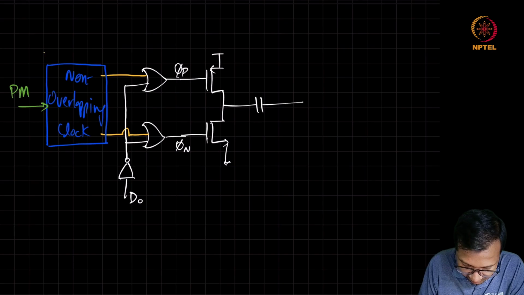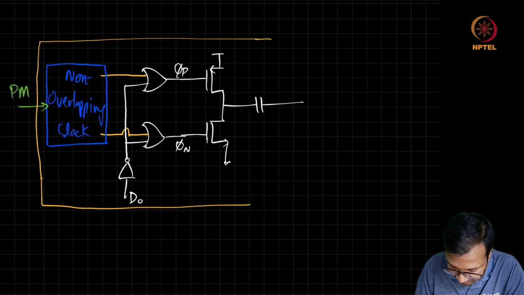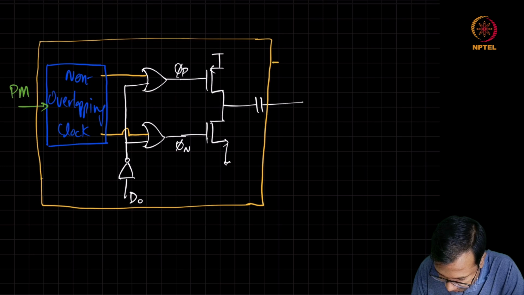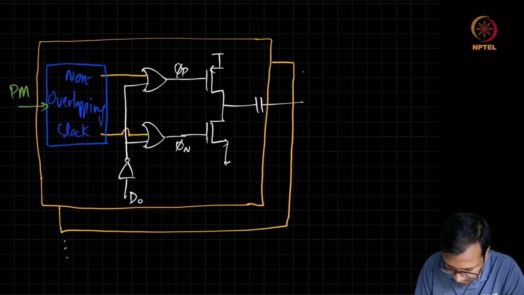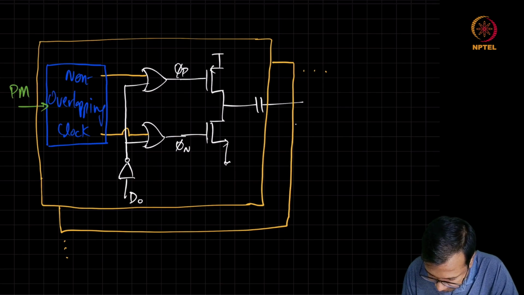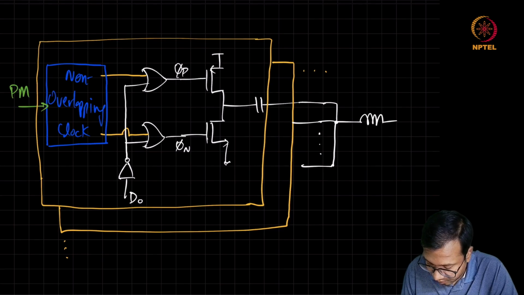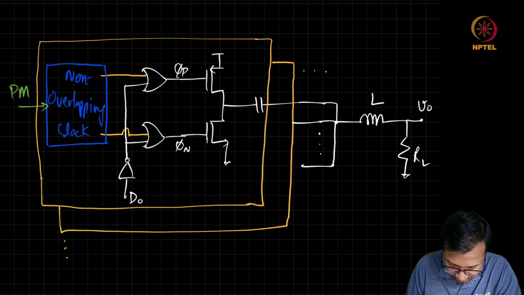And what we can do is this entire circuitry we can put inside a unit cell, and we can have multiple of such unit cells, such that all of their outputs can be connected together, feeding to the matching network, which right now has a single inductor connected to the load. This is one unit cell.